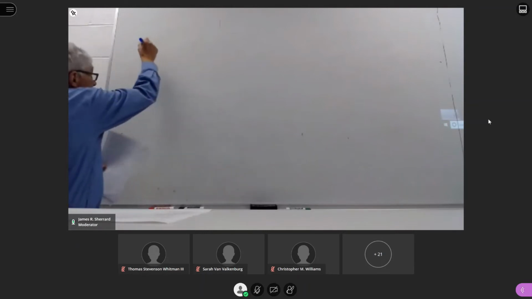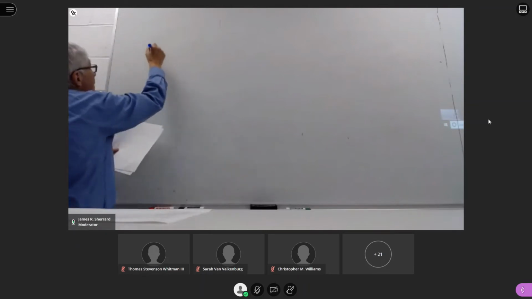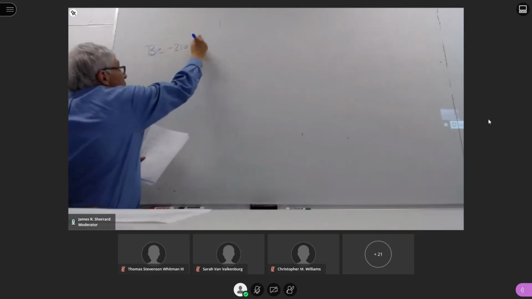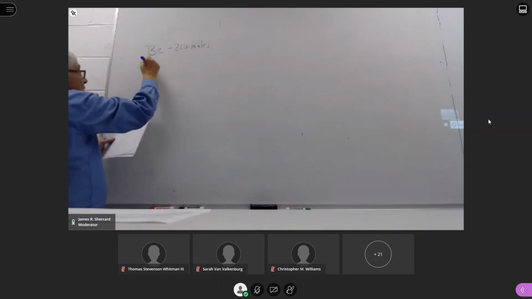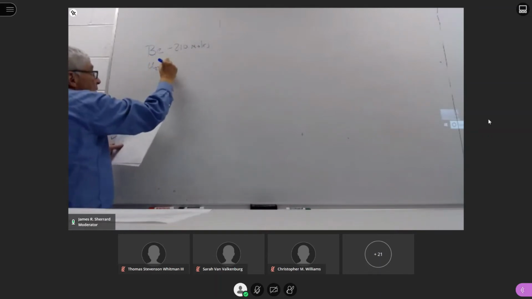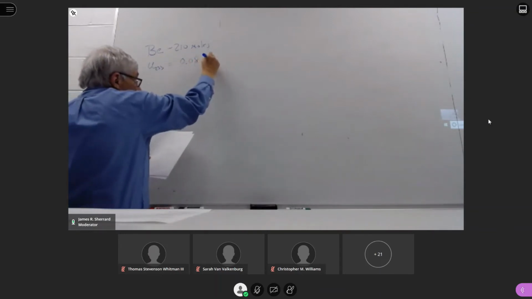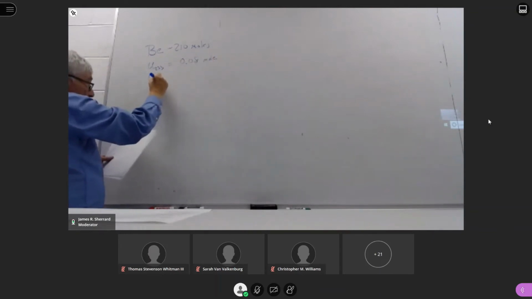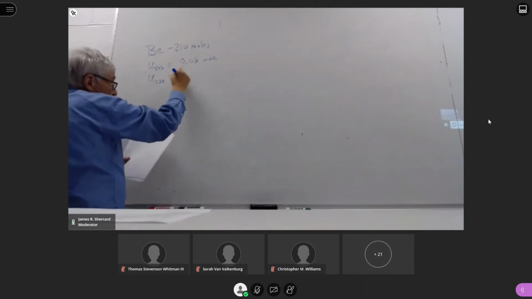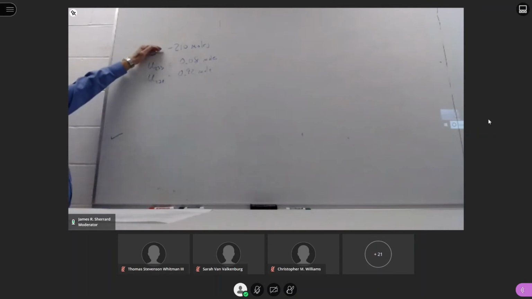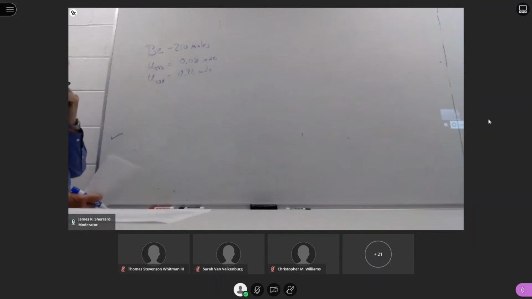Okay, again we have beryllium with 210 moles. We have uranium 233. It was enriched to 8%. And then we have our 238, and that would be the balance of that one particular mole of fuel. So we had 210 moles of moderator versus 1 mole of fuel, of which 8% was uranium 233.